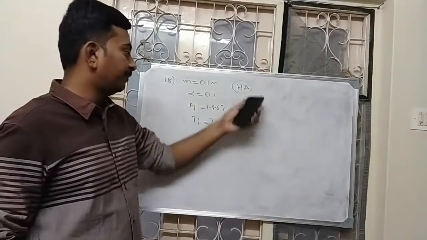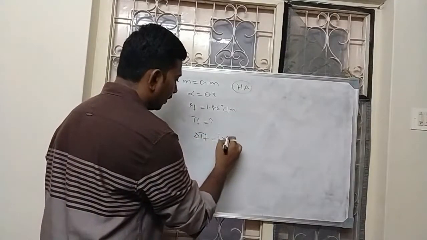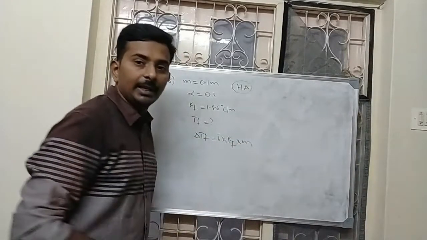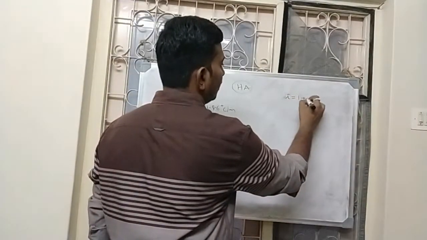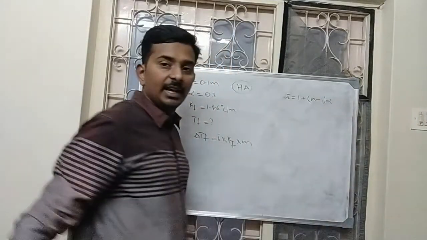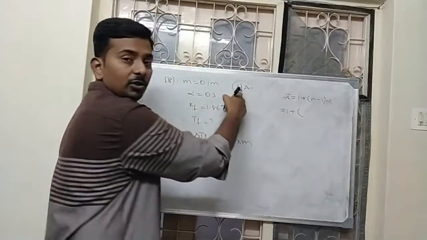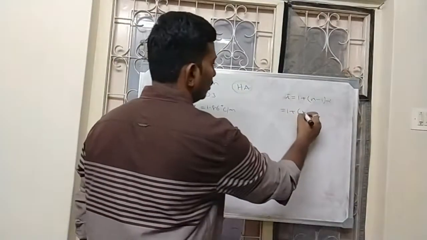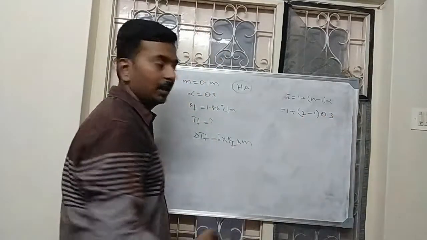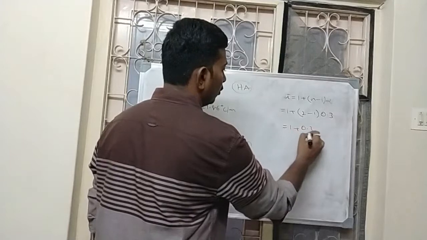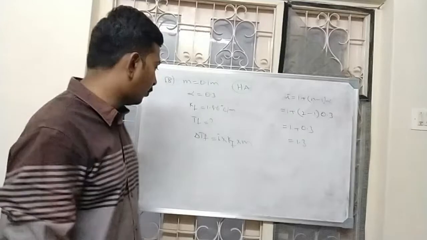As the alpha value is given, I need to calculate the value of i first. So delta Tf is equal to i into Kf into m. First I will calculate the value of i. For dissociation, i is equal to 1 plus (n minus 1) into alpha. So 1 plus, how many ions will you get from HA? 2 ions. So it is (2 minus 1) into the alpha value of 0.3. So this will be 1 plus 0.3, which is 1.3. So the value of i is 1.3.